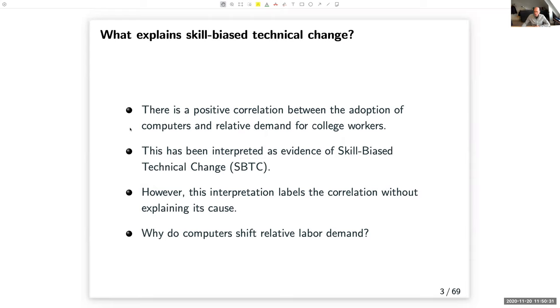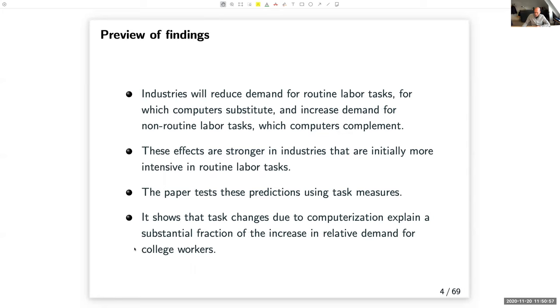And this has been interpreted as evidence in support of the SBTC hypothesis. However, this interpretation labels that correlation without explaining its cause. And so an important question is, why do computers shift the relative demand for skilled workers? Can we open up that black box to understand better why computers seem to increase the productivity of skilled workers more than the productivity of unskilled workers?